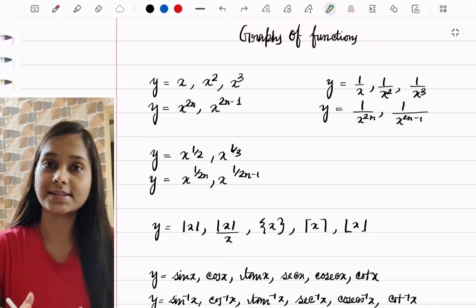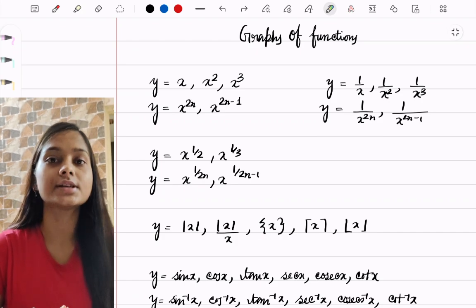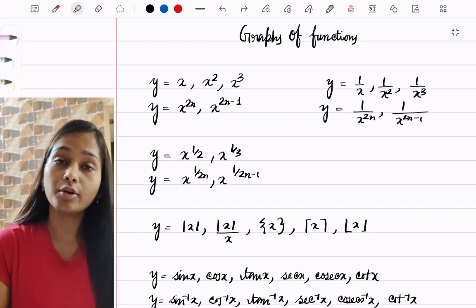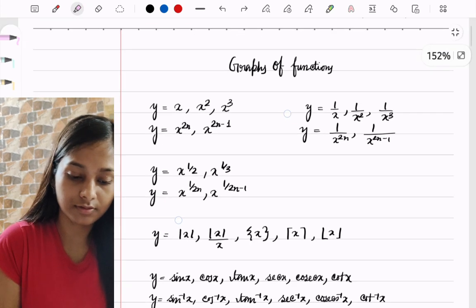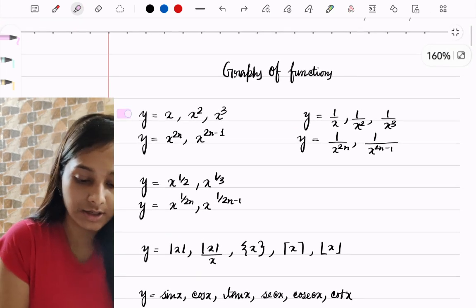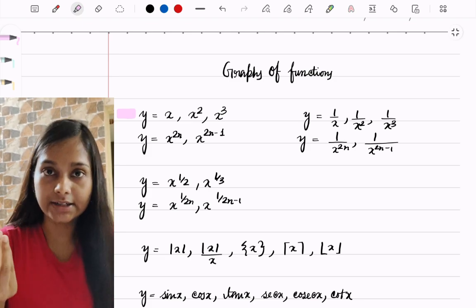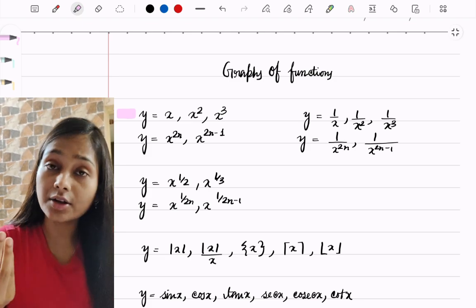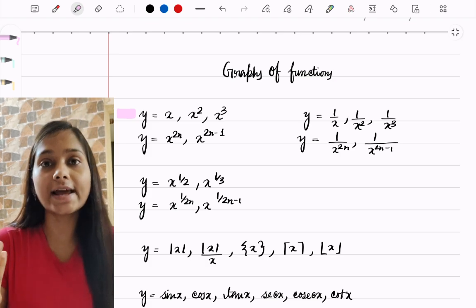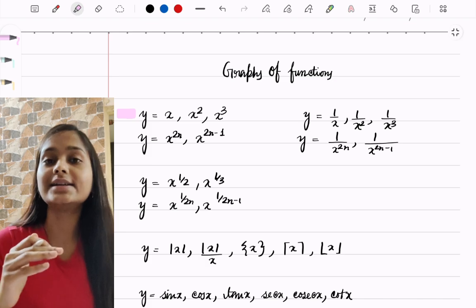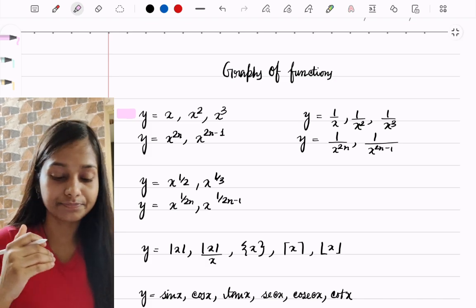I'll be starting a series on how to plot the graphs of different functions, starting with the graph of the function y equals x, which is this one here. So y equals x is the identity function, and starting from that identity function, I will be discussing functions like x squared, x cubed, that is raising the powers to even numbers.